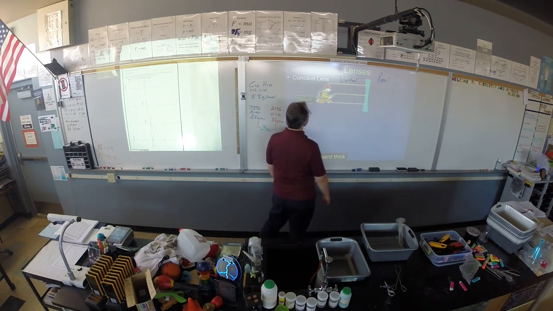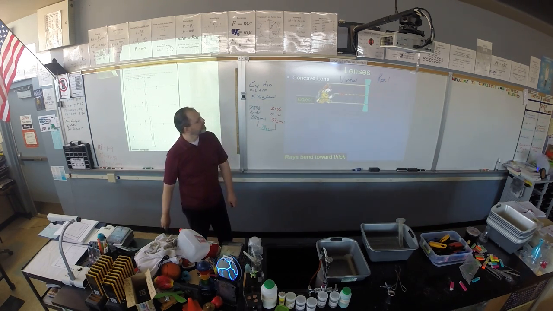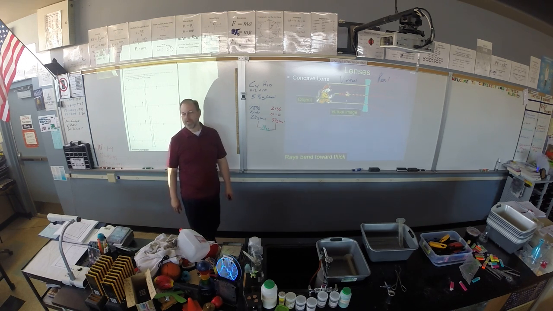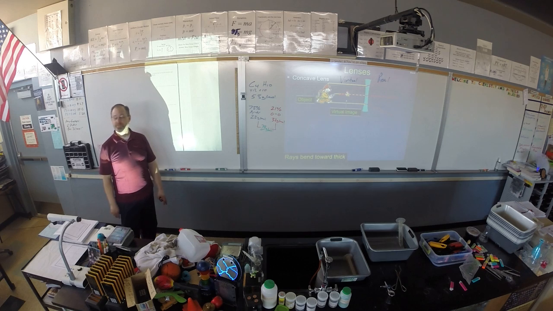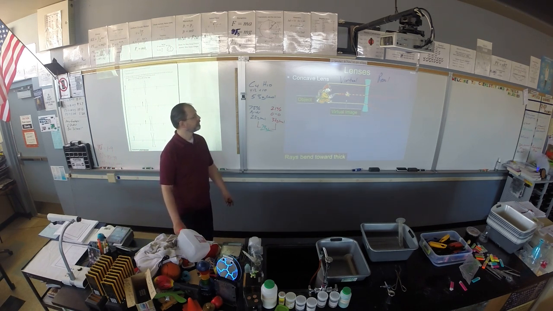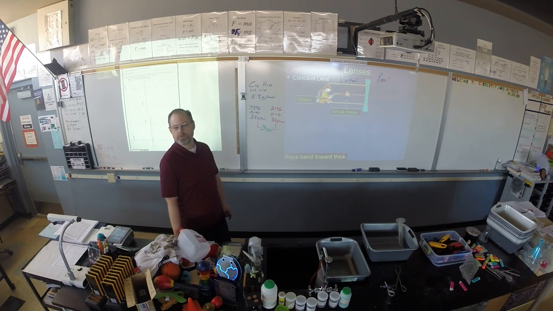Okay, so there's our concave lens. The rays diverge, and diverging lenses do make images. They just make virtual images on the same side as the object. So if you were to classify this image, what would you call it? What three words would you use to describe it? Virtual, reduced, and upright.